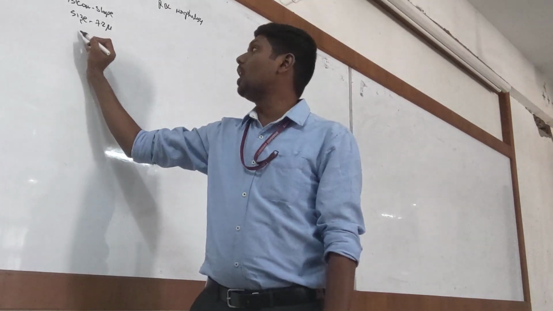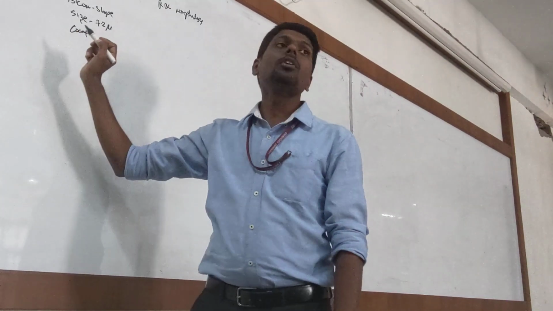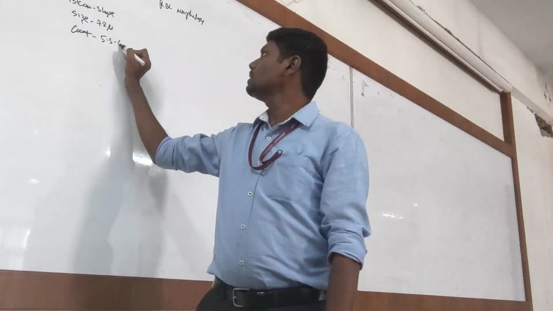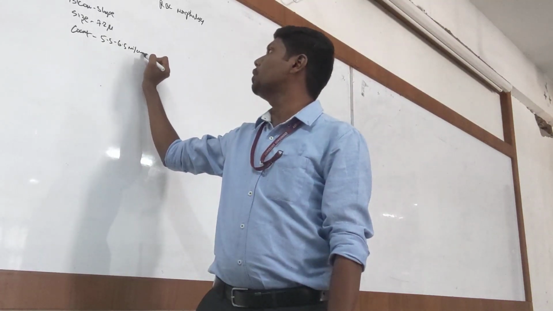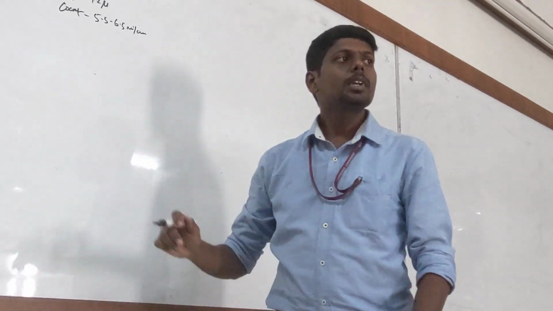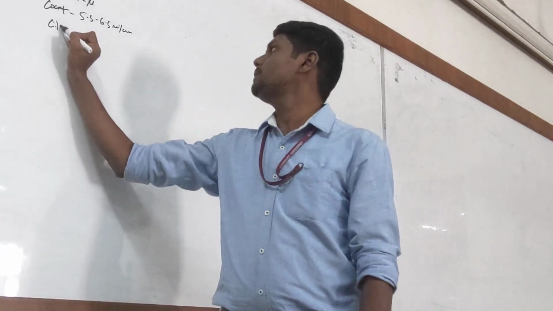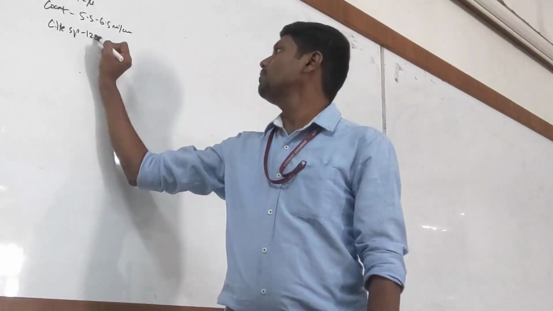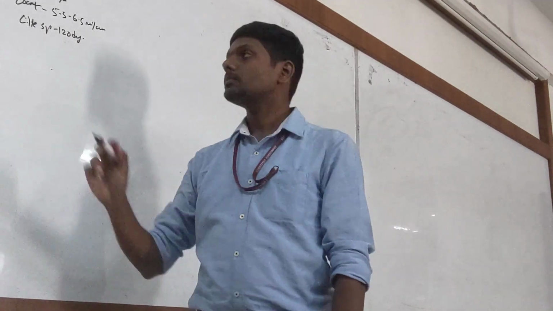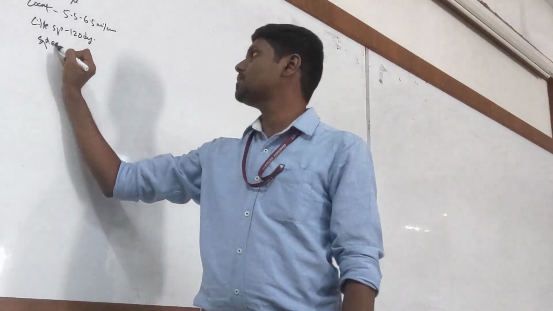What is the normal count? Normal count is 5.5 to 6.5 million cells per cubic millimeter of blood. Then lifespan. What is the lifespan? 120 days. And where will they be destroyed? In the spleen they will be destroyed.